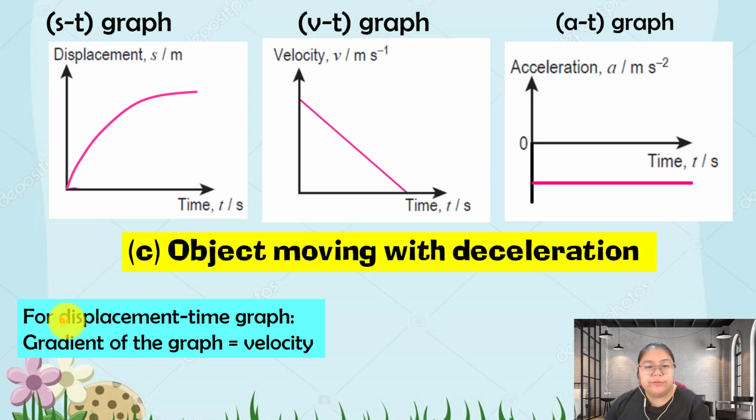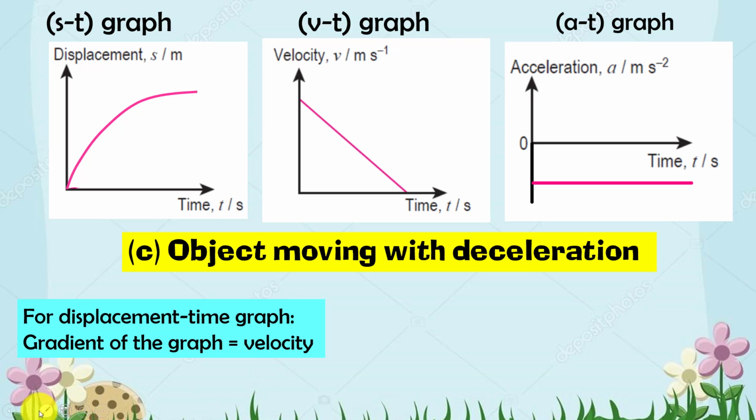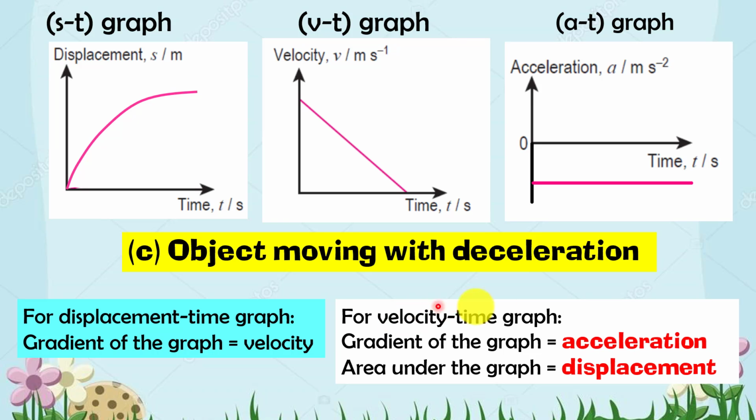Okay, so from here, for the displacement time graph, the gradient represents velocity. For the velocity time graph, we can find two things. Gradient represents acceleration. If I want to turn back to find displacement, I need to find the area under the graph. Understand? So from ST to VT, we find the gradient. VT to AT, we find the gradient. But if you want to turn back, VT back to ST, we find the area under the graph.